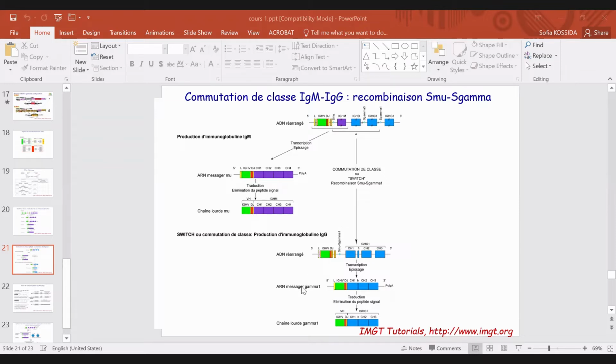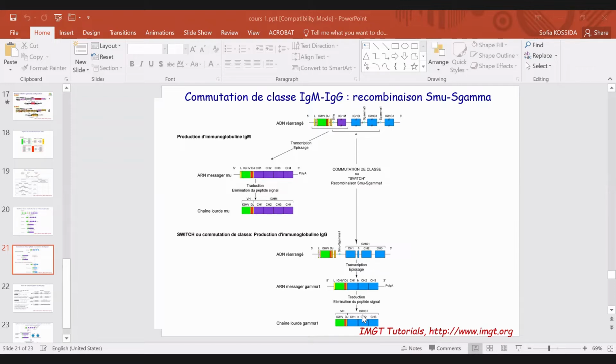Then the same procedure will happen. There will be the messenger RNA, and then, with the poly A tail, there will be the excision of the leader peptide, and then we'll have the G1 heavy chain.